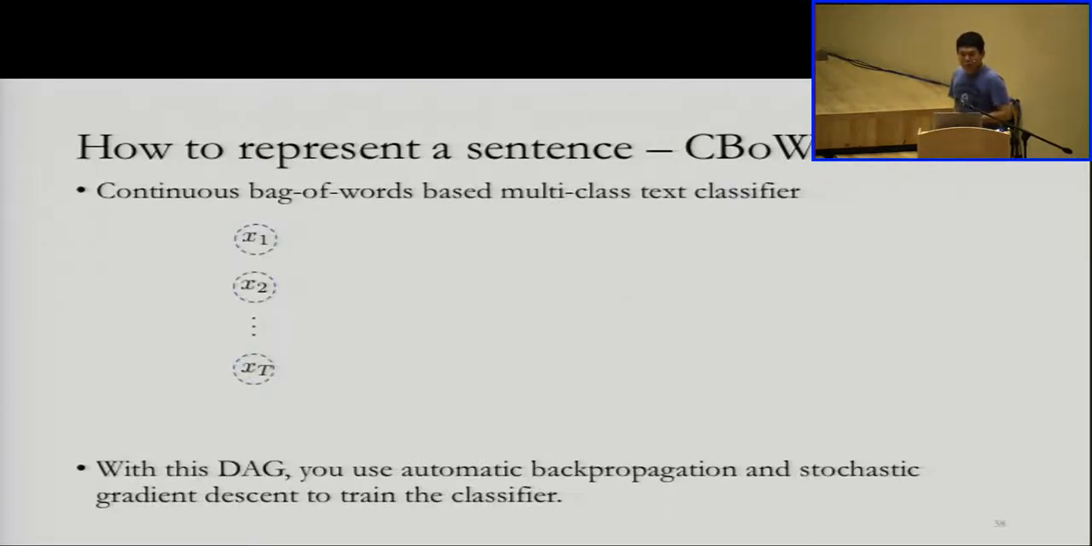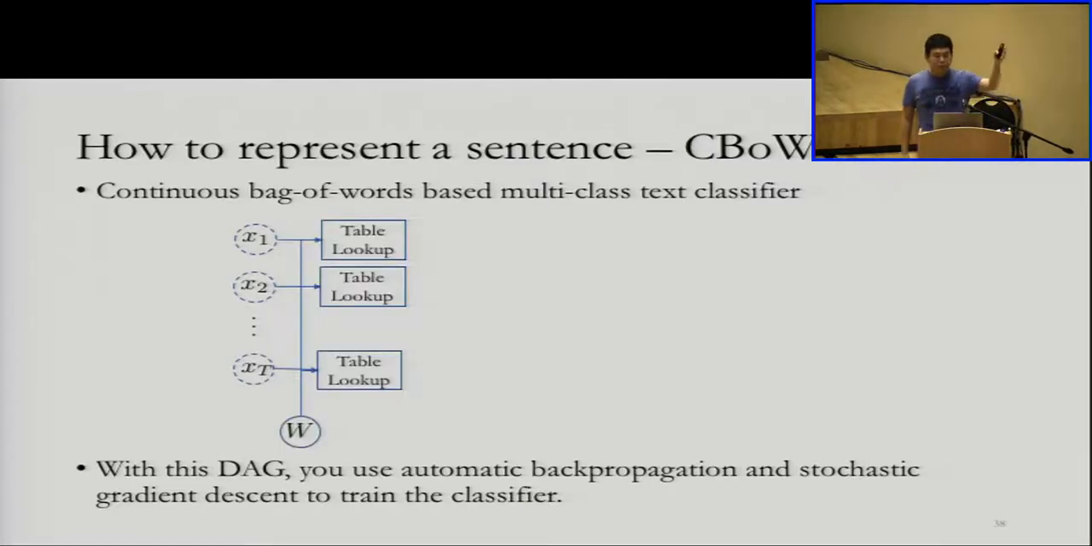So you start with a sequence of token indices. It's going to be a sequence of integers. And then each one of them is going to be turned into a token vector using a single table lookup layer that shares the embedding matrix. So we're going to have a single embedding matrix. We have the average operator. And after that average operator, what we get is a vector representation of the sentence itself.